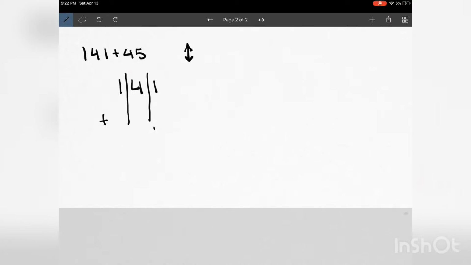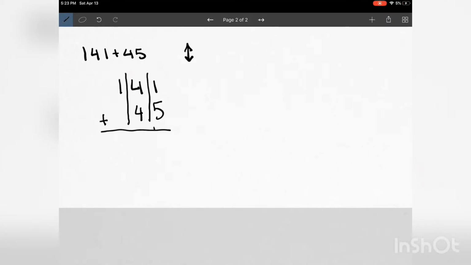I put the plus sign towards the left because that's where you put it. The 5 is in the ones place, and the 1 in 141 is also in the ones place. So we put the 5 over here, and the 4 in the tens place, and there's a 4 in 141. So the 4 in 45 goes underneath the 4 in 141.